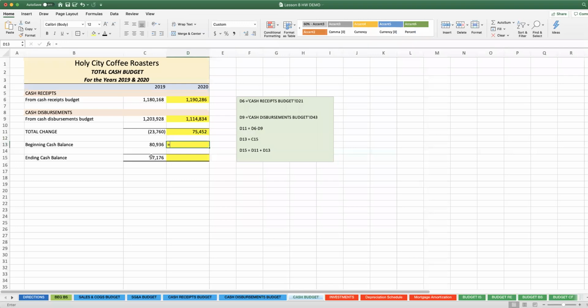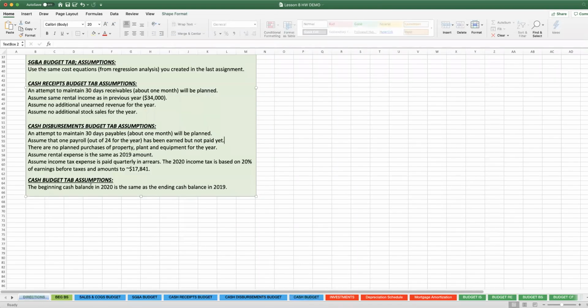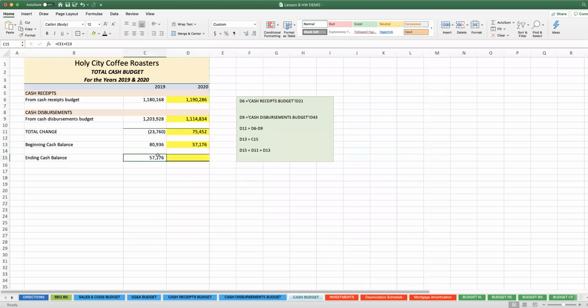Okay, now this cell is equal to this cell for 2019. That's what I was talking about. Let me go back and show you. In the directions, the beginning cash balance in 2020 is the same as the ending cash balance in 2019, right? So if you end the year 2019 with this amount, you start 2020 with that amount in your account. Okay, so then you just add the change in cash, which was an increase in cash, to the balance you had to start with. So that's what you have in your cash account at the end.